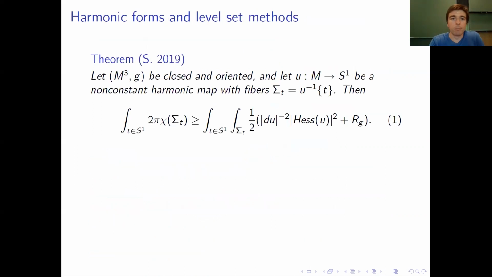I was playing around with this question a little bit this summer between finishing my dissertation and starting my postdoc, and came up with the following. If you have a closed oriented three-manifold and a non-constant harmonic map to S1, whose fibers are given by Sigma_t, say, then the average of the Euler characteristic times 2 pi is bounded below by, well, there are different ways of writing this. One is the average over the fibers, or the integral over the fibers, of this quantity here: half of this Hessian squared term plus the ambient scalar curvature.